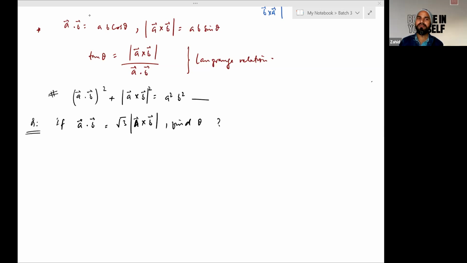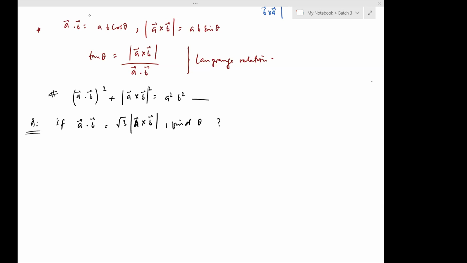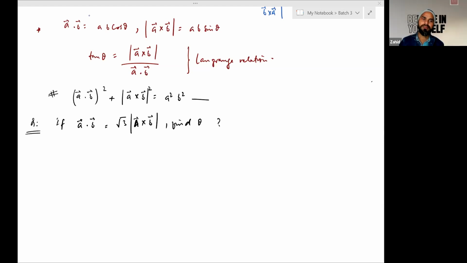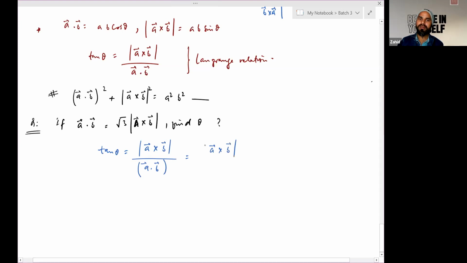Should I solve? Raza? Yes, sir. Just use this relation: tan theta equals |A cross B| divided by A dot B. So put the value of A dot B as given in the question. So you'll get |A cross B| divided by A dot B, which is root 3 times |A cross B|.